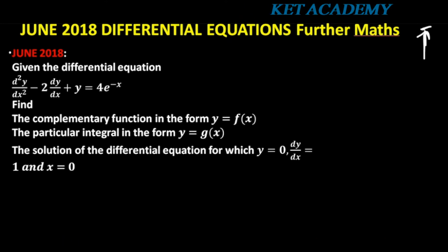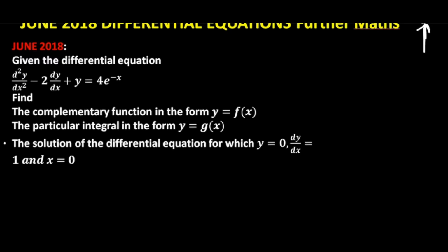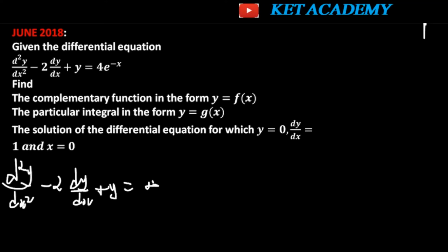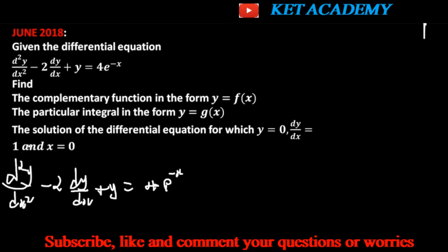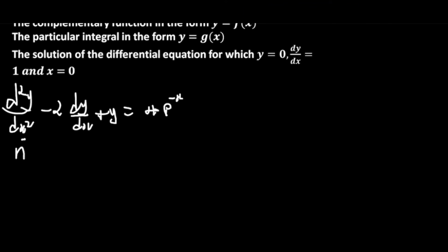Now when we look at this, we have been given a differential equation, so I'm just going to copy it here. We have d squared y over dx squared minus 2 dy over dx plus y equals 4 e to the power minus x. Now this is our differential equation. To get our characteristic equation, from there we'll get the complementary. We have n squared minus 2n plus 1 equals 0. So this is our characteristic equation.